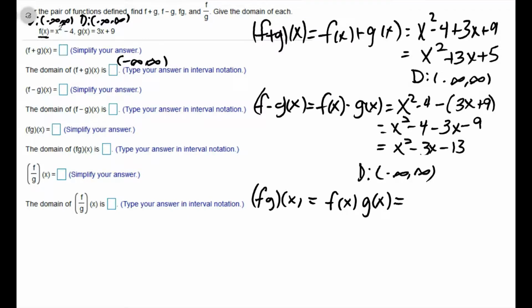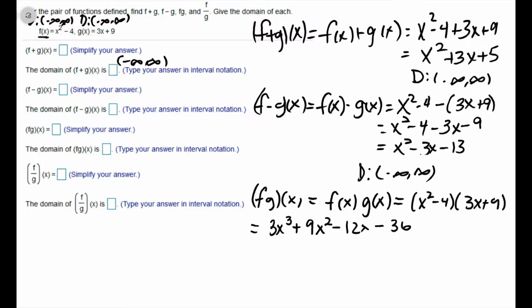So that's going to be x squared minus 4 times 3x plus 9. Notice I put parentheses around both of those because I want to multiply the whole function f times the whole function g. And now we're going to multiply that out with the FOIL method, or if you have another method of multiplying you like, you can do it that way. So that would give me 3x cubed plus 9x squared minus 12x minus 36. There are no like terms there, so this is as far as we can go.